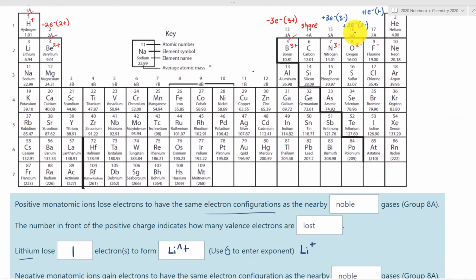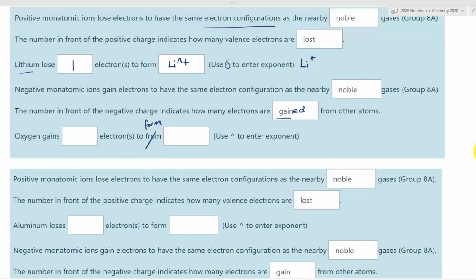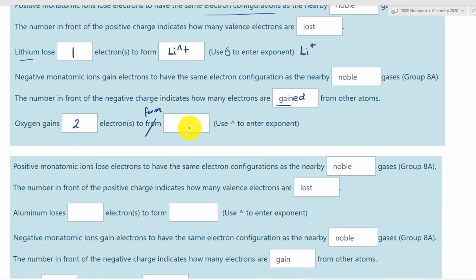So oxygen is in group 6A, and all the atoms in group 6A will gain 2 electrons to form 2 minus. So all we have to do is, in this case, 2 electrons, and the formula for the ion will be O2-. So we use the caret symbol, but in reality, it is 2 minus, okay? Now let's try another example.